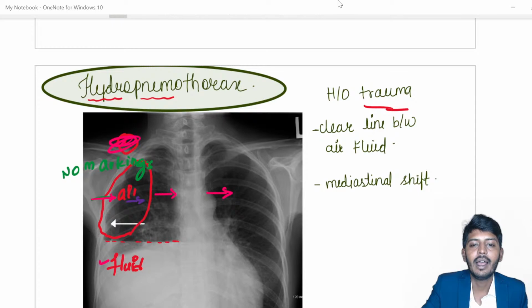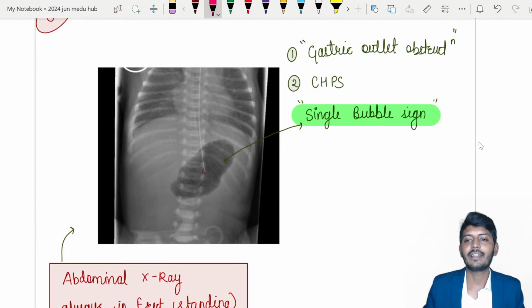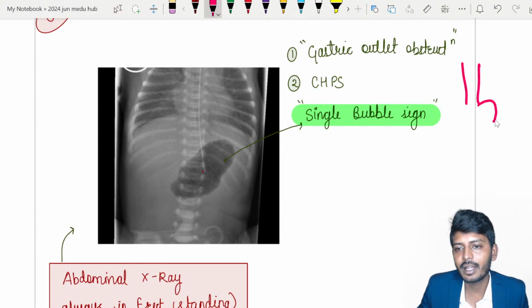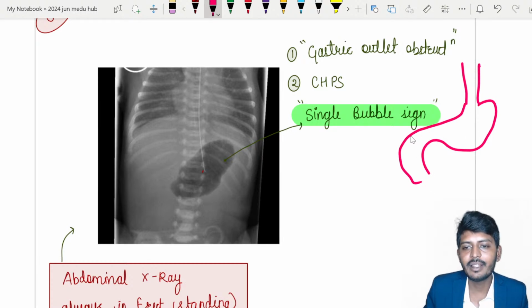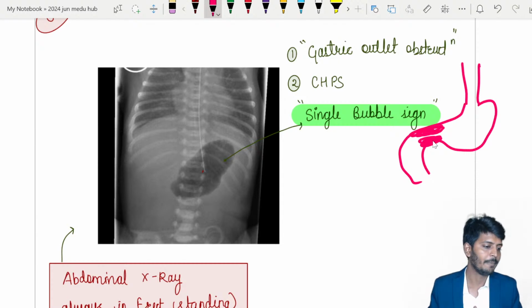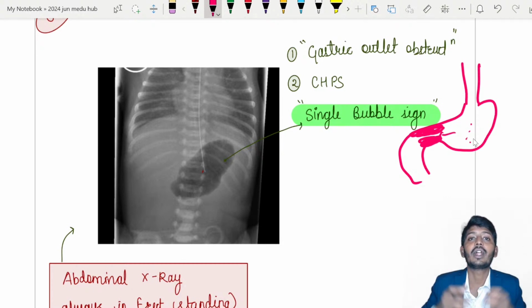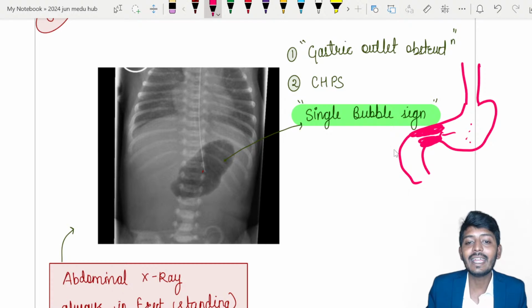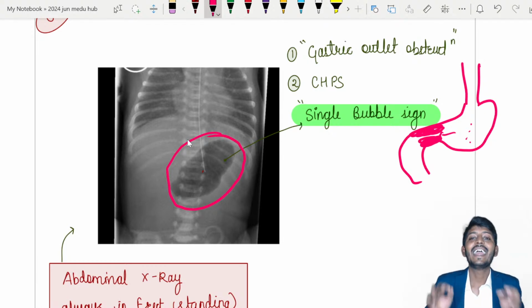Now what happens if there is an obstruction of the gastric outlet? Let's understand. Consider this: stomach, esophagus, and your duodenum. Let's imagine this is the pyloric part of the stomach, and it has undergone hypertrophy. The gastric outlet has been obstructed, so the content from the stomach will not move. All the content will remain here only. The stomach will start to enlarge, and more air will fill inside, creating a bubble-like appearance.